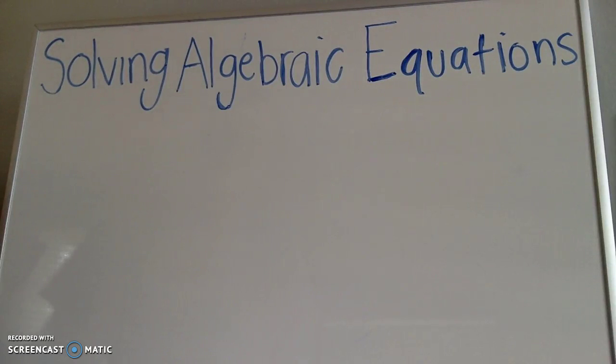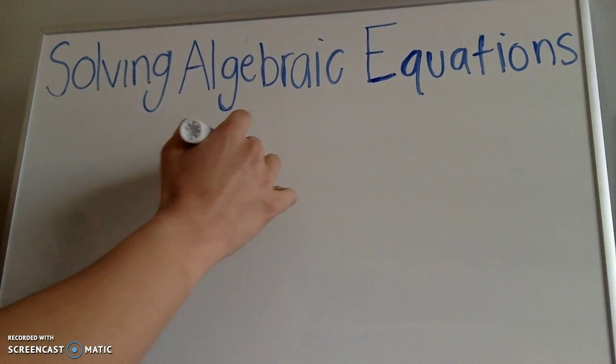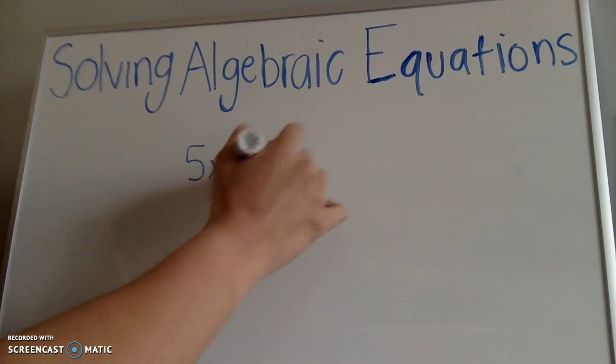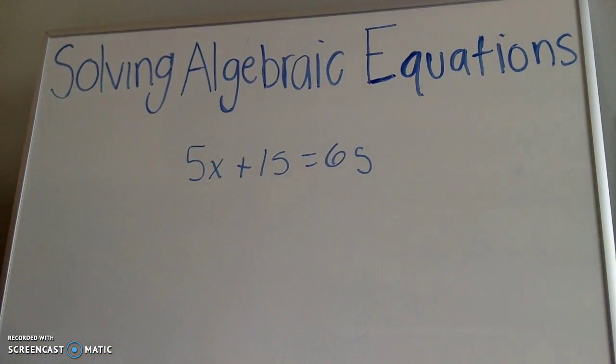Today we're going to be looking at solving algebraic equations. So we're going to start with 5x plus 15 equals 65. To solve this algebraic equation, we must find the value of x.